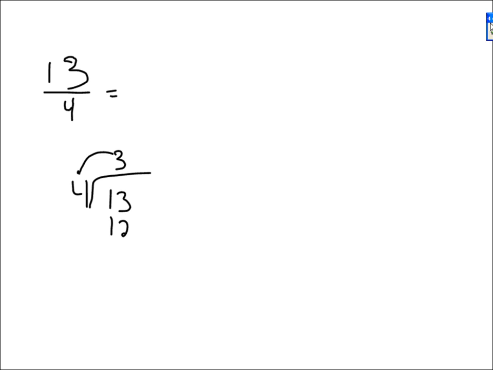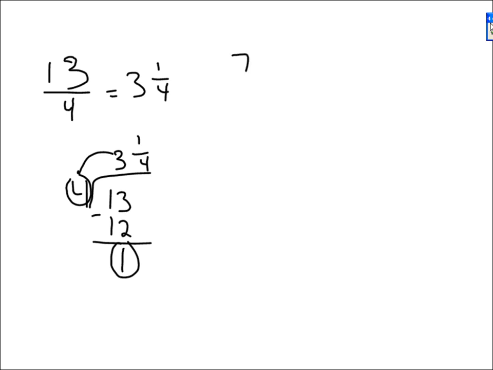Now, how do you change an improper fraction to a mixed number? If you have 13 over 4, well, 4 into 13 goes 3 times. 3 times 4 is 12. 1 left over. The 1 is the remainder. So it's 1 over what you're dividing by. It is 3 and a quarter.